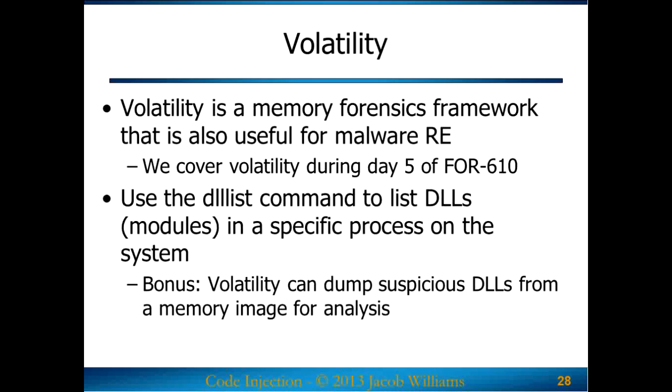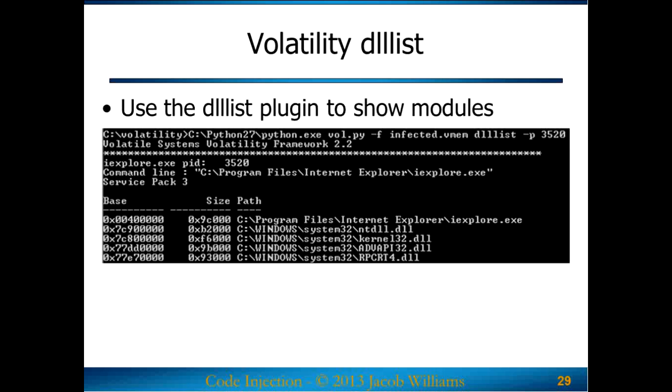We can use this DLL list command in Volatility, and it'll list the DLLs in a specific process on the system. Here's a big bonus too: Volatility can dump suspicious DLLs from a memory image for analysis. So even if they're hidden, even if you can't see them with Tasklist, or maybe you see them with Tasklist but you can't find them on the disk, no problem, DLL list will dump them right out of memory.